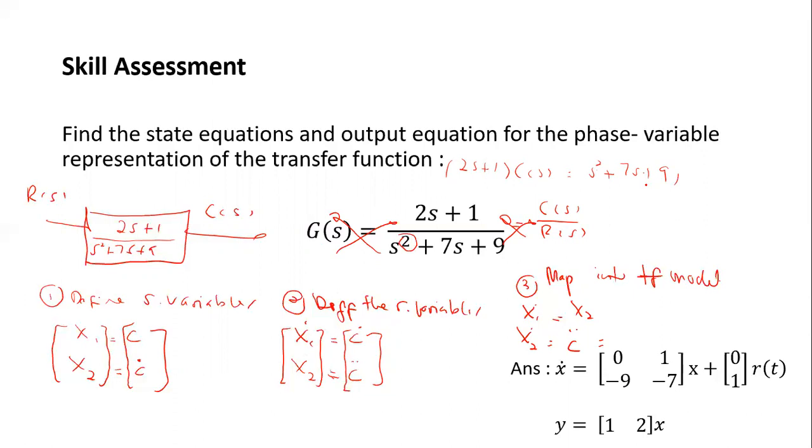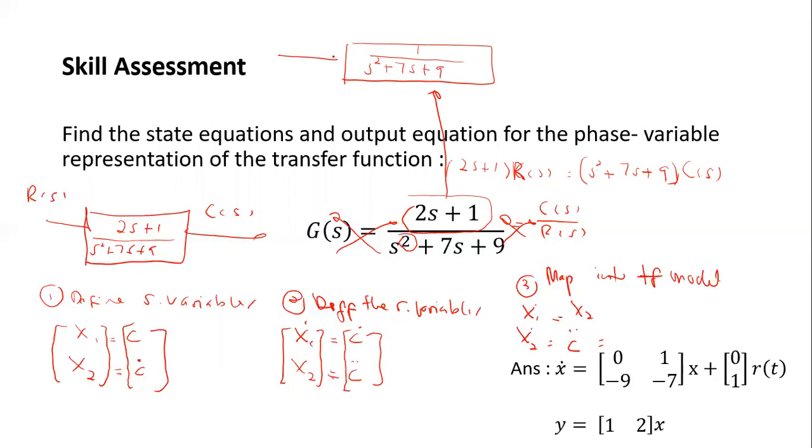Sorry, (2S + 1) over (S^2 + 7S + 9) times C(S). Okay, and we know that the upper here is a polynomial. So we actually have to split the block diagram into two: 1 over S^2 + 7S + 9, with an input R(S) and an output here.